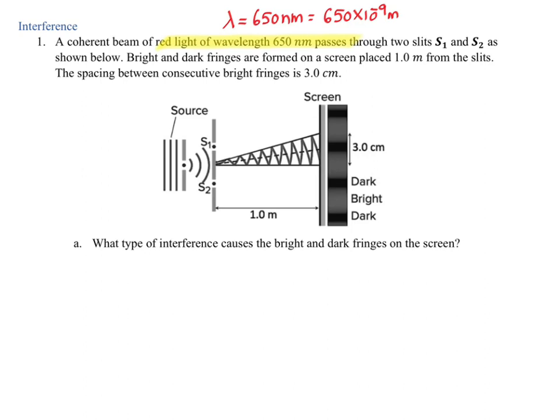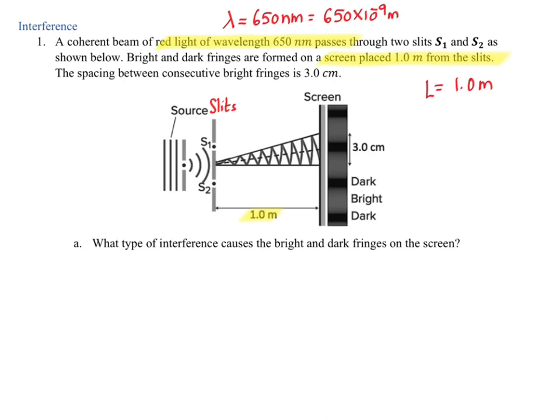Through two slits S1 and S2 as shown below, bright and dark fringes are formed on a screen placed 1 meter from the slits. So the slits and the screen have a distance of 1 meter between them. So that's the value for L. L is equal to 1 meter.